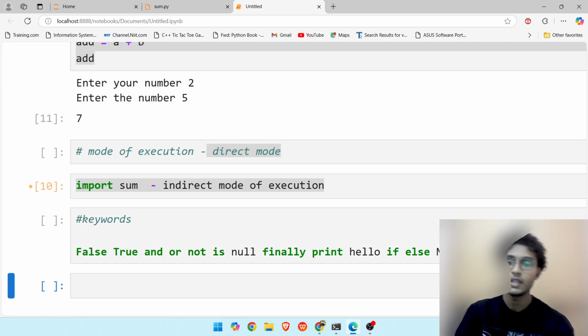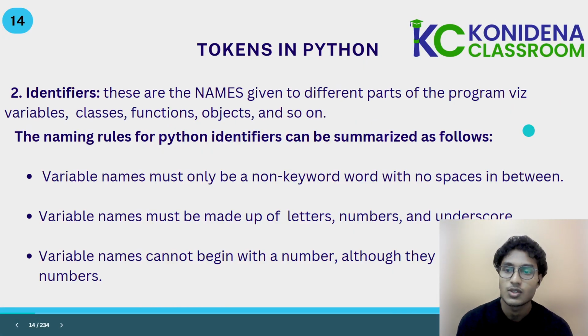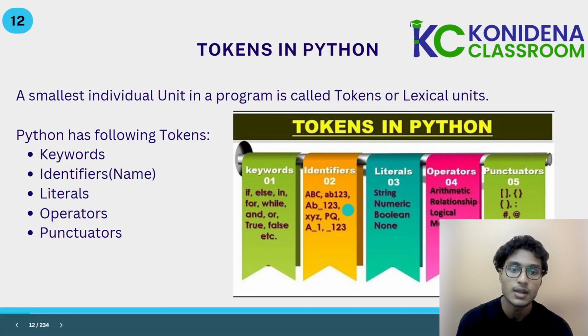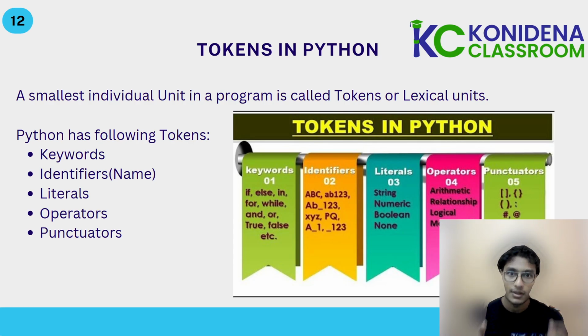Now, after keywords, what's the next token in Python? The next token in Python is called identifier. We finished with keywords, now we are in identifiers. So what are identifiers? Come on, guys, take a guess. What do you think identifiers is? Identifiers, ID, identifies. Yes, it identifies. But what does it identify? It identifies something that we will give, right? Let's see what those are.